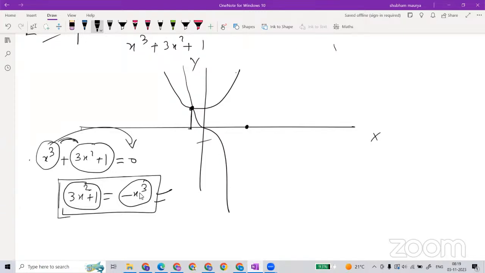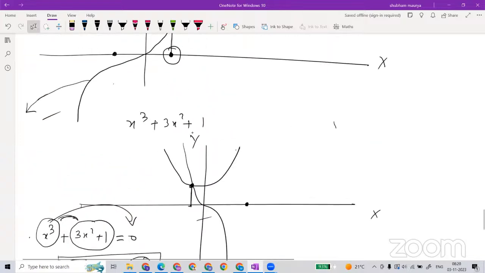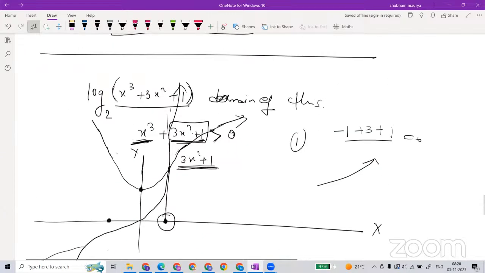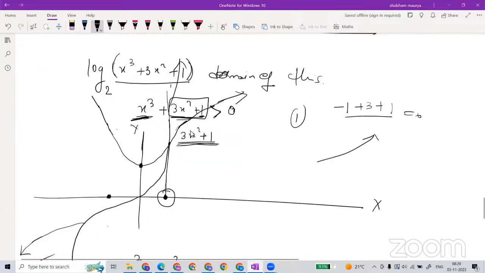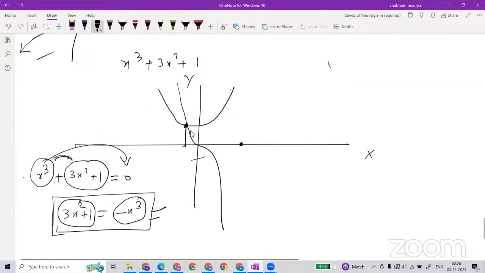Is that clear now? We are unable to get the exact value, minus 3.014. But we know that one root is there, and that is going to be negative. Okay, so now let's do it here. If it is below it, then the function value is going to be negative, and if it is above it, it is going to be positive.